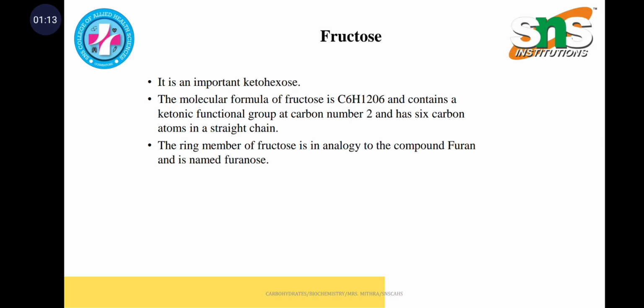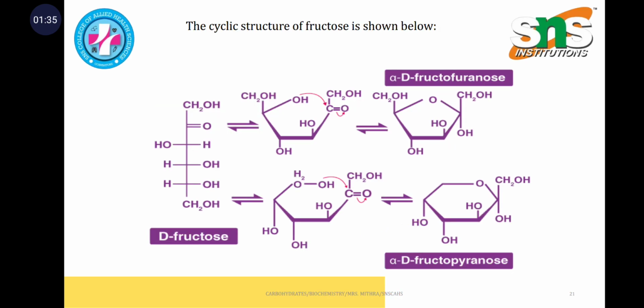Coming to fructose, it is an important ketohexose, and the molecular formula for fructose is C6H12O6. The name itself indicates the ketone, so it has a ketonic functional group. The ring of fructose is analogous to the compound furan, and it is named furanose. This is the cyclic structure of fructose, D-fructose and the alpha D-fructopyranose structure.